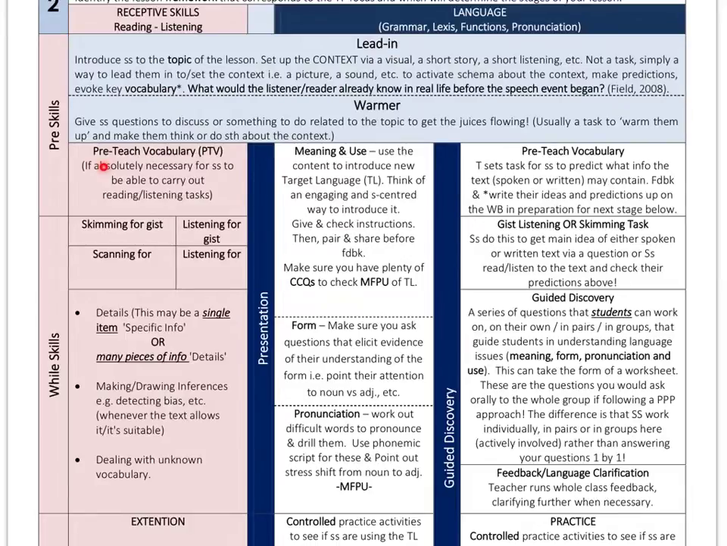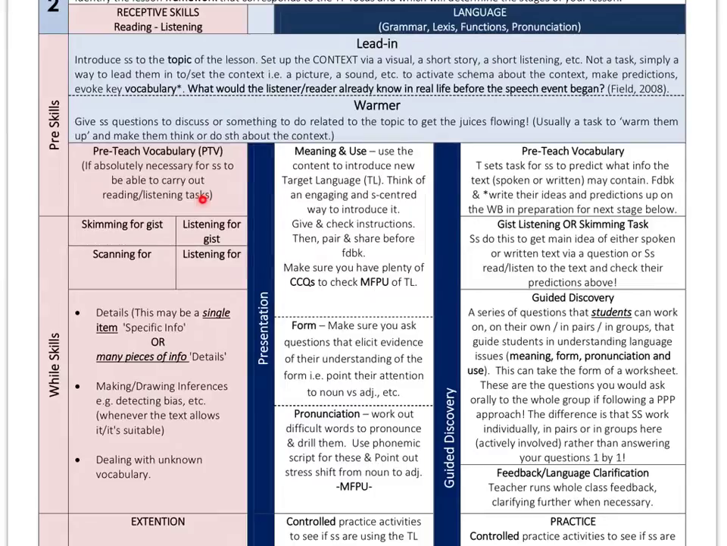Now, my MA dissertation was basically about this, and I got a merit for my MA, and I can tell you that research says that there is a place for pre-teaching vocabulary in receptive skills lessons. Now, it may be here, or it may be done in different ways, not necessarily in one specific way. The important thing is that if we do pre-teach it, then it should be vocabulary that is absolutely necessary for students to be able to carry out the reading or listening tasks.